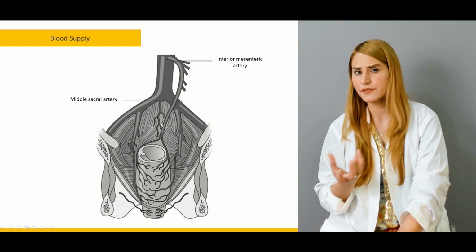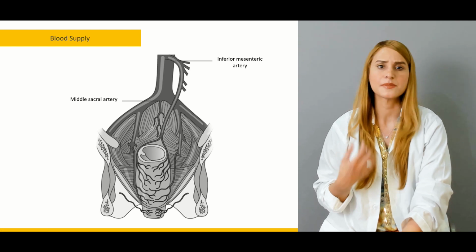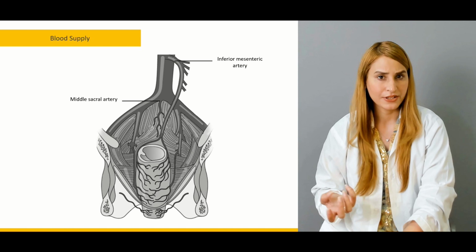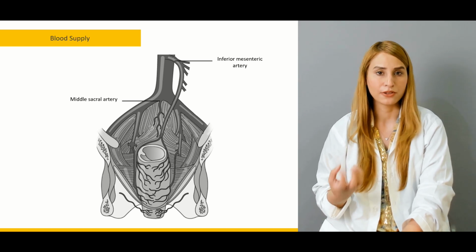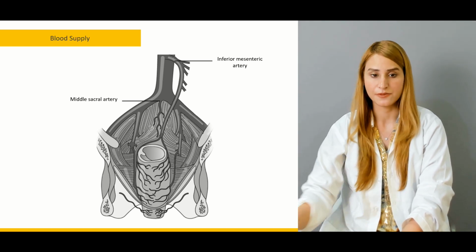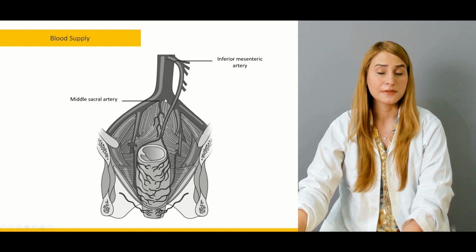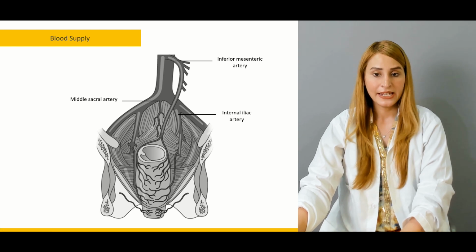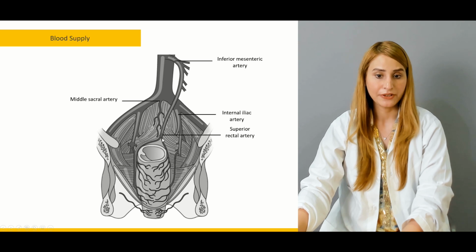Actually, some of the branches of the middle sacral also come, but not a significant proportion is from the middle sacral. This is also called the median sacral. So this is the median sacral artery, which is directly coming from the abdominal aorta. And this is the internal iliac artery, and this is the superior rectal artery.